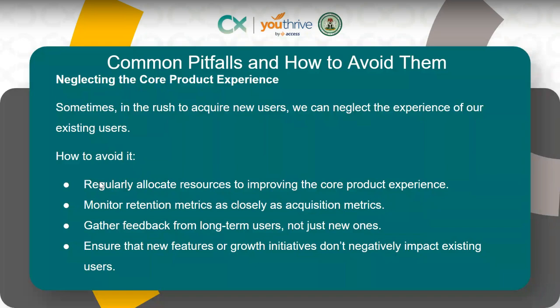But there's a number that you know that if you're getting this particular churn, or the retention rate is reducing, it means something is wrong. So you check that. Gather feedback from long-term users and not just new users only, right? Keep running those net promoter scores, reaching out to them, to see if they are still satisfied with your product. Ensure that new features or growth initiatives don't negatively impact existing users.